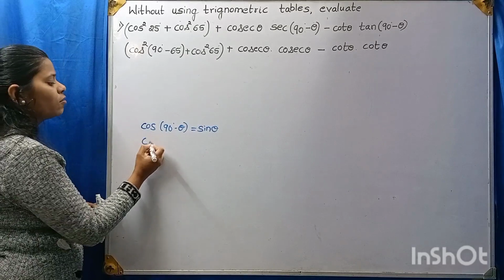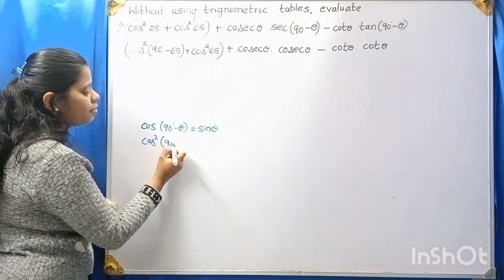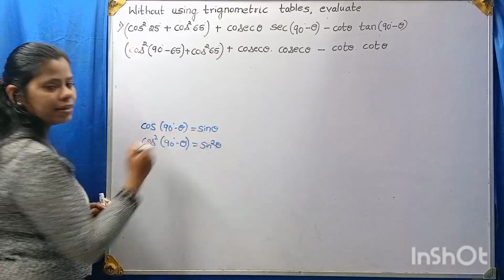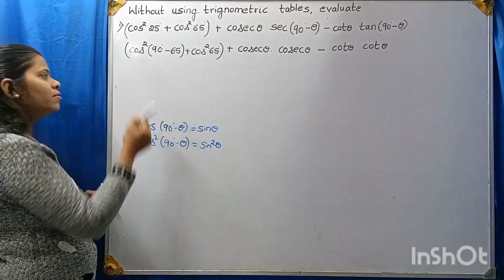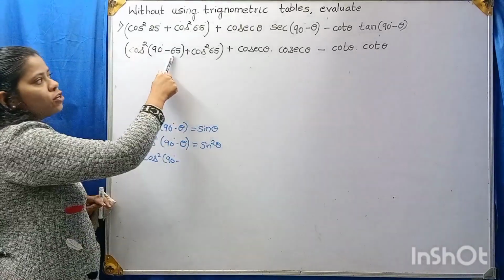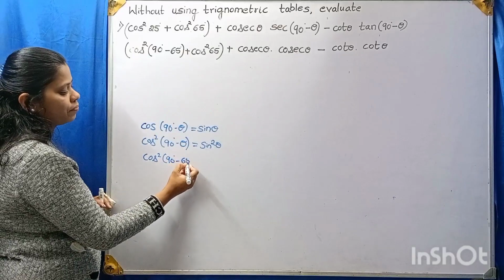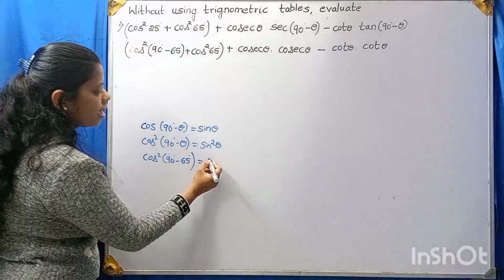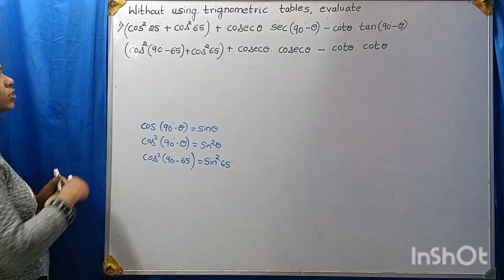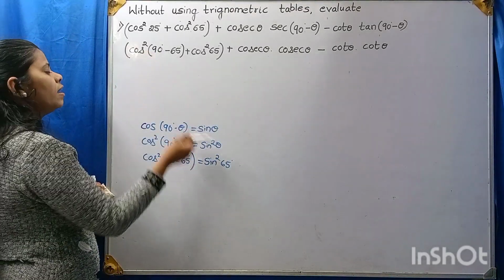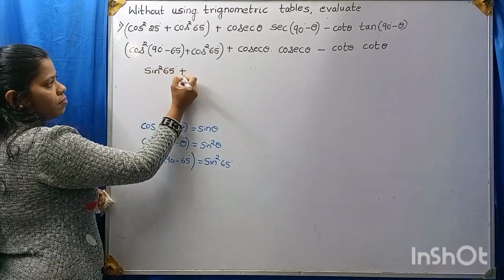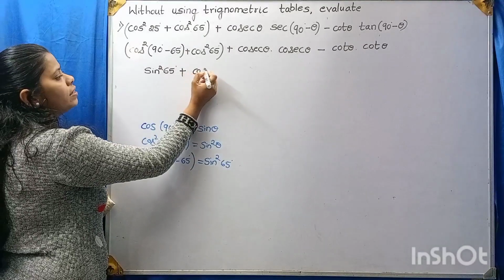In the same way, cos square 90 degree minus theta is sin square theta. Right? Here we have cos square 90 degree, and in the place of theta we have 65 degree. Therefore, I can write it as sin square 65 degree. Cos square 90 degree minus 65 degree, I will write as sin square 65 degree plus cos square 65 degree.